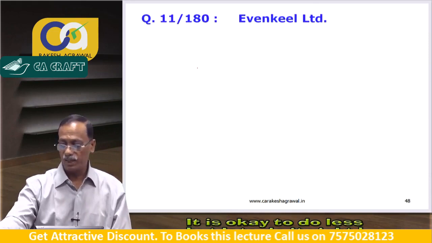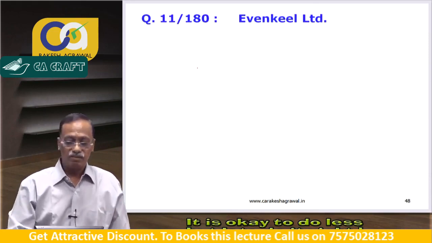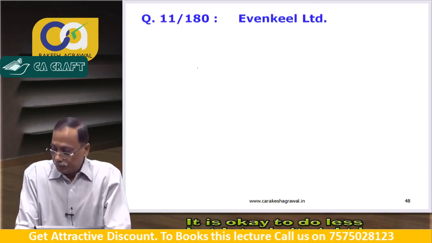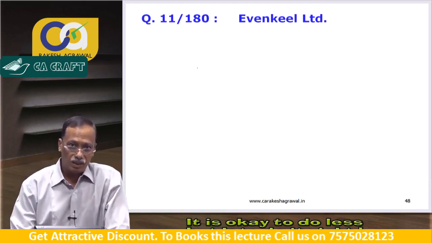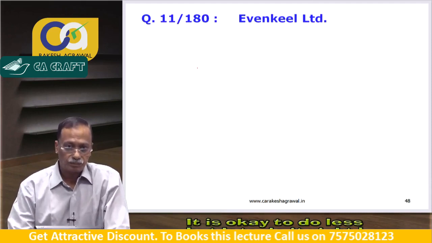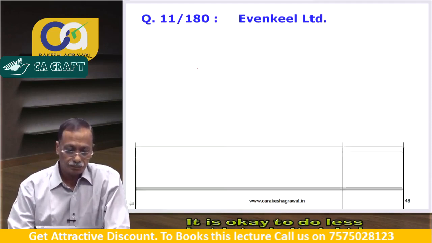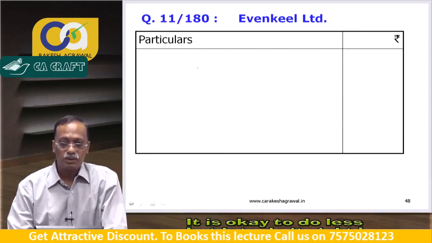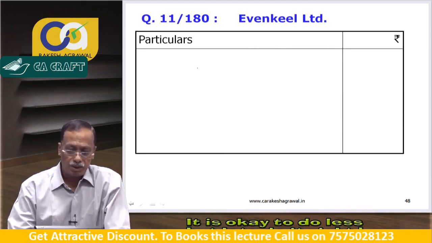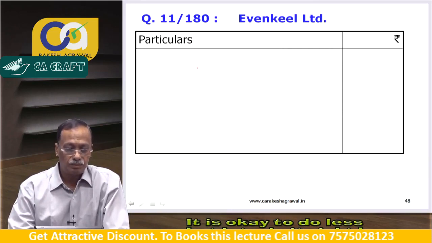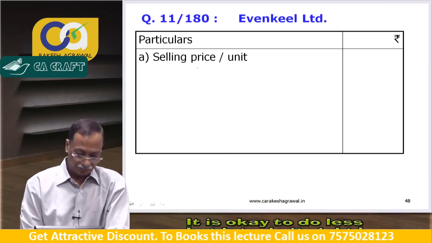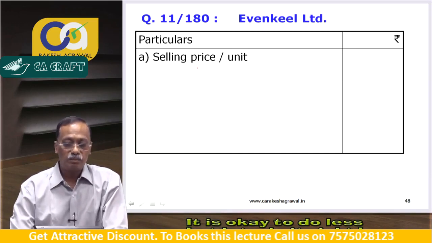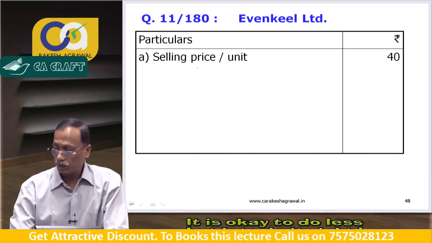Question number 11 by 180. Even Keel Limited. Particulars, rupees. Write down A, selling price per unit, that is 40.